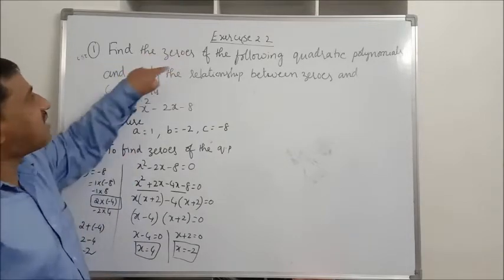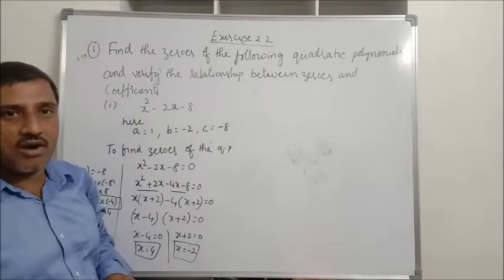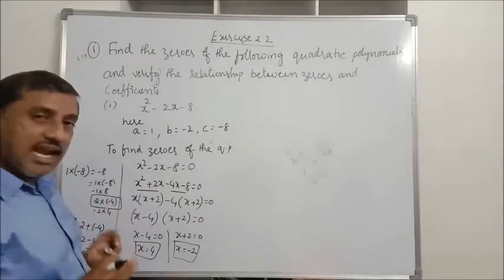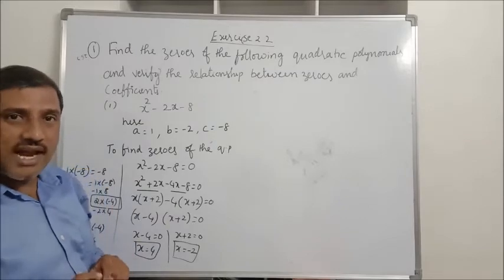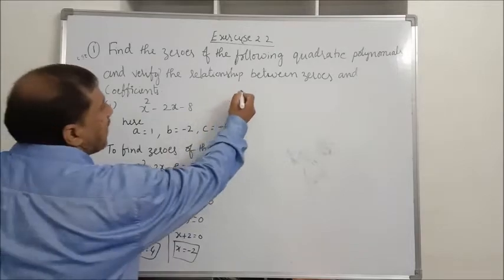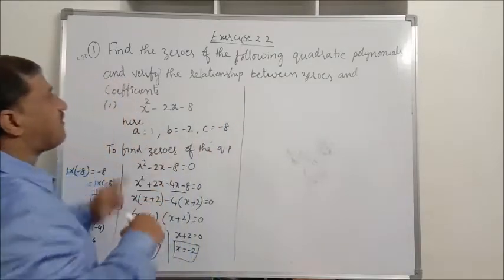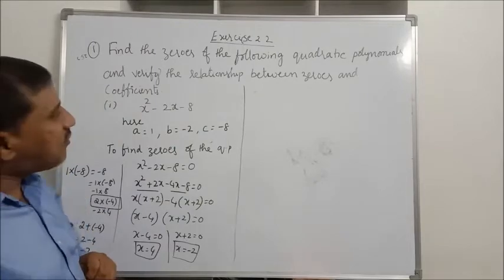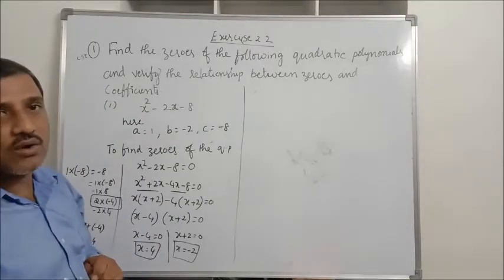That is, find the zeros of the following quadratic polynomials. How do we find zeros of a quadratic polynomial? By splitting the middle term, that is, by factorization, finding its factors. After finding them, now we need to verify the relationship between the zeros and the coefficients. What is the relationship between the zeros and the coefficients?